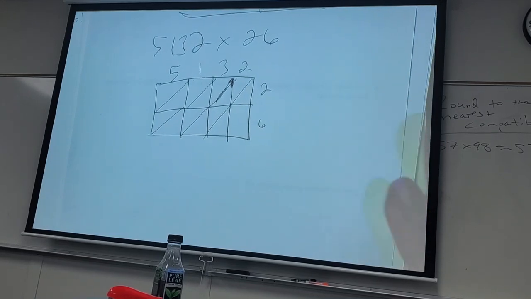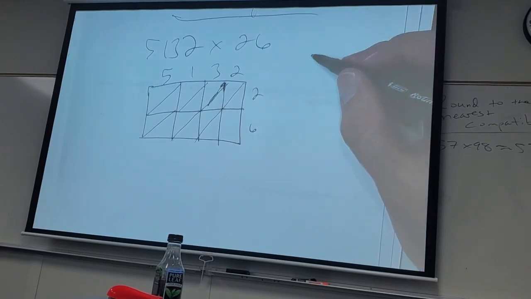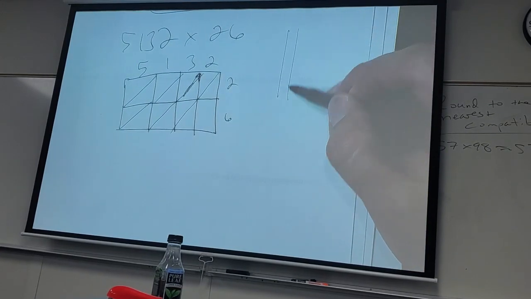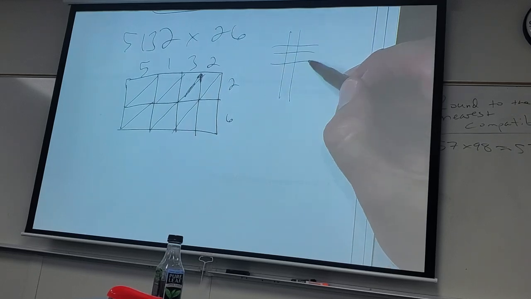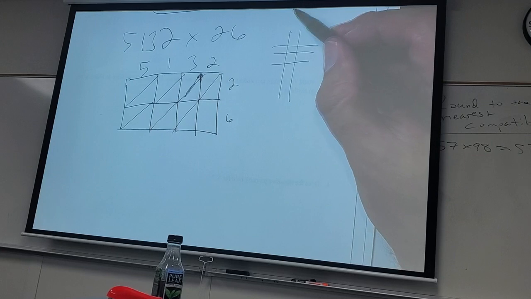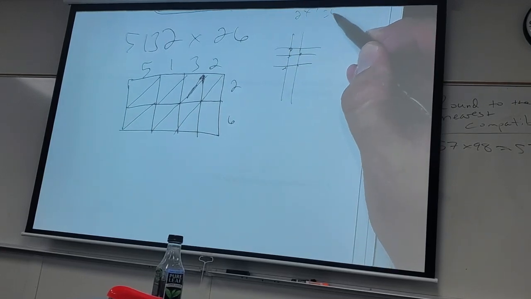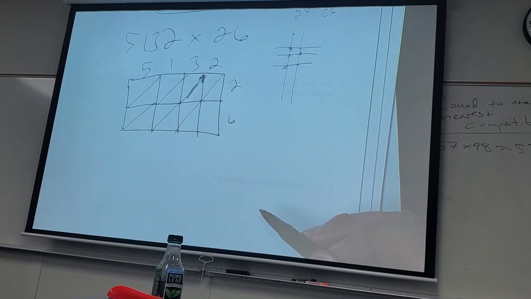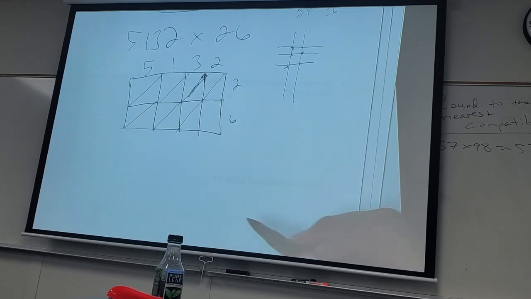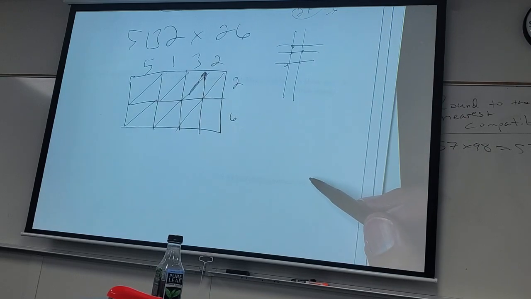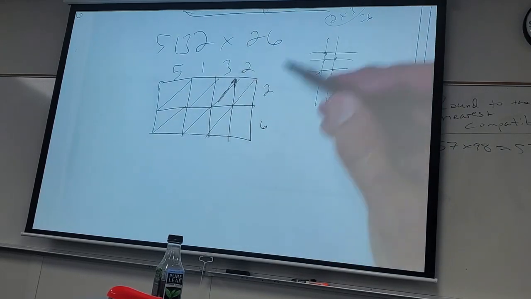Have you guys ever seen the Chinese method, I think it's called, where you cross lines? If you want to do 2 times 3, you just count the number of times these cross, you get 6. You ever seen that? Okay. Of course, the larger these get, the more complicated it gets, but it still works. But this is not that, sorry.